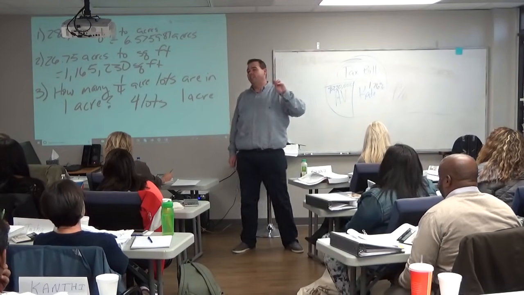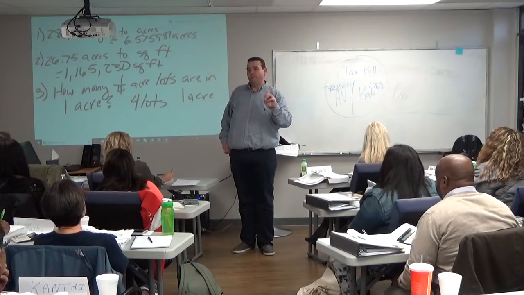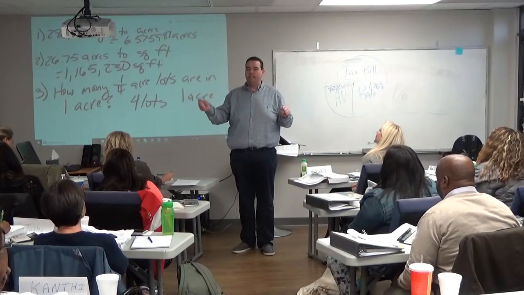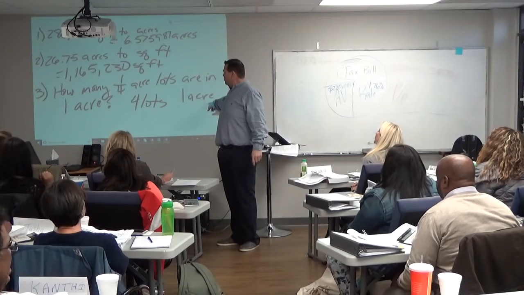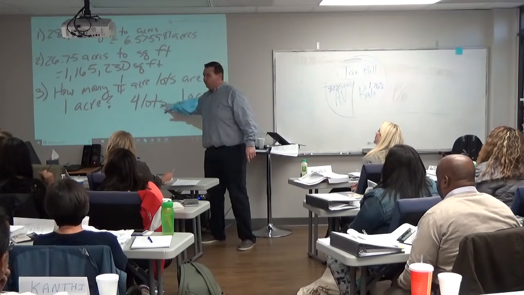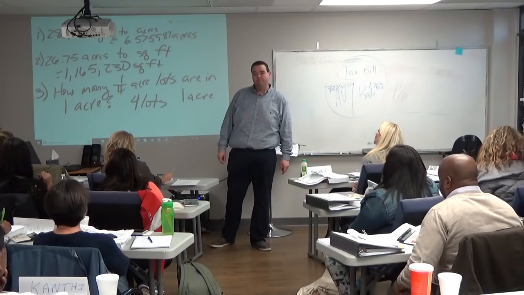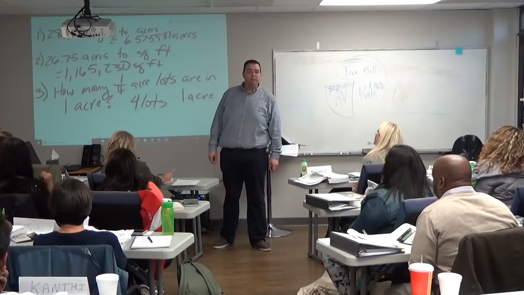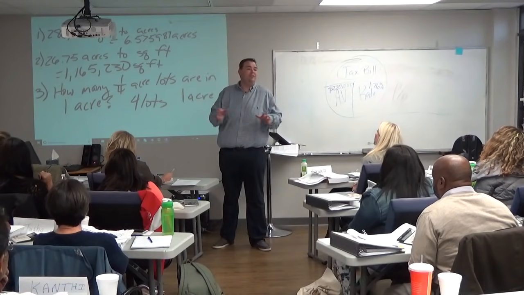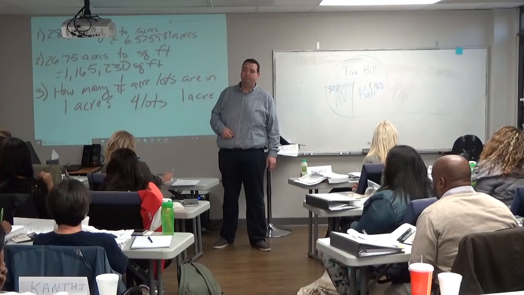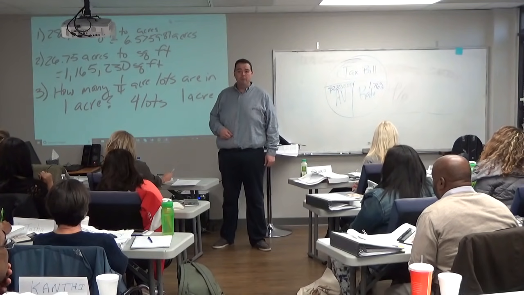But the math is going to get me to acres, so I've got to do a conversion. I've got to convert between acres and lots. Looking at this, how do you get from 1 to 4? Do you multiply by 4 or do you divide by 4? What are you going to do with the number of acres to get to the number of lots? Are you going to multiply by 4 or divide by 4? You're going to multiply by 4.